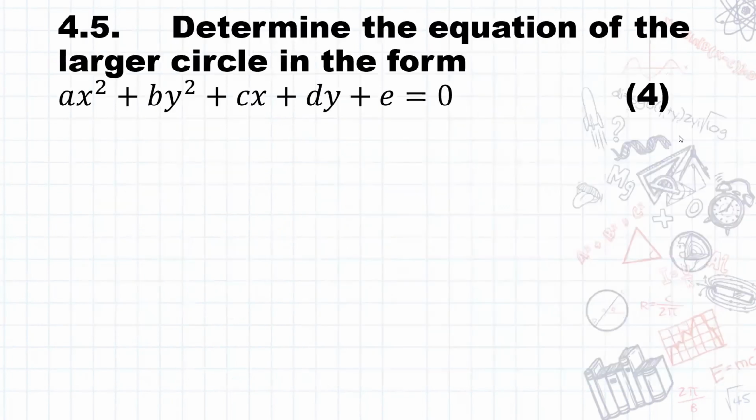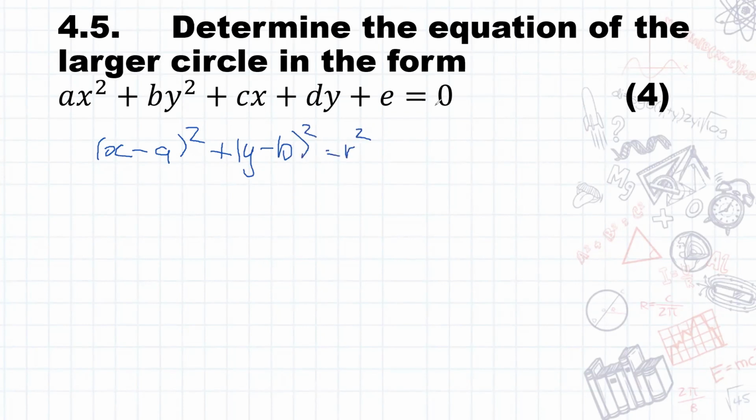Now, the next question says, determine the equation of the larger circle in the form ax squared plus by squared plus cx plus dy plus e. Okay, so the first step we need is actually to find the radius of our large circle, okay? And we know that a circle that has an origin that is not at the center is given by this formula here. Okay, so before we start anything, let's start there.